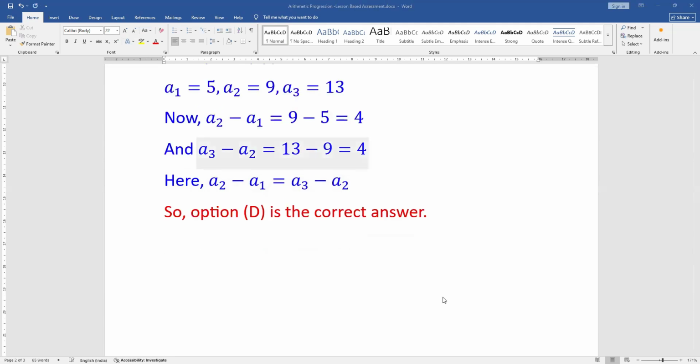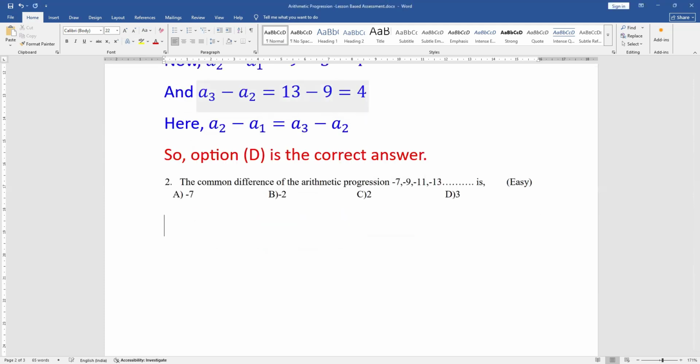Now I go for the second question. The common difference of the arithmetic progression -7, -9, -11, -13 is. We have 4 options given. So what is the common difference? The common difference is nothing but the second term minus the first term, correct?